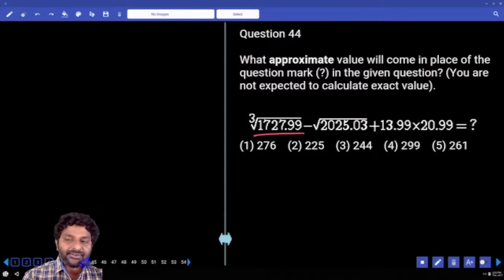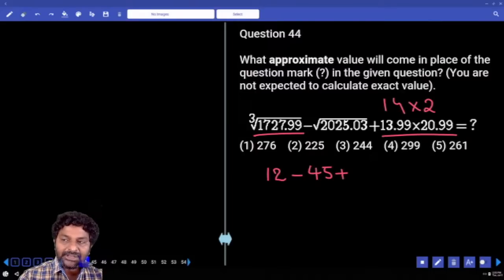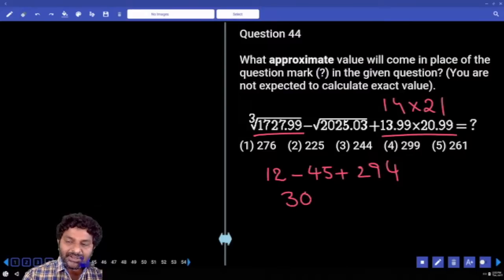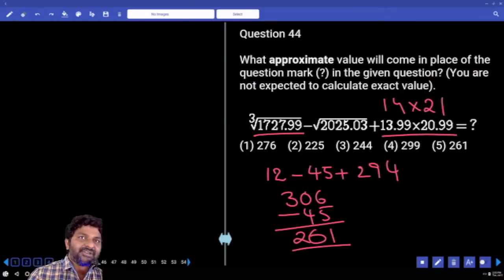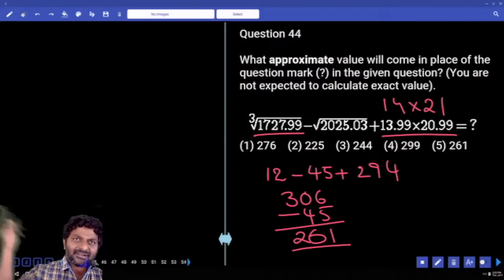Cube root of 1728. 12 minus 45 plus 14 21 times. 14 20s plus one more time. 294. If you add 12, positive number 306. From this, if you subtract 45, 261.